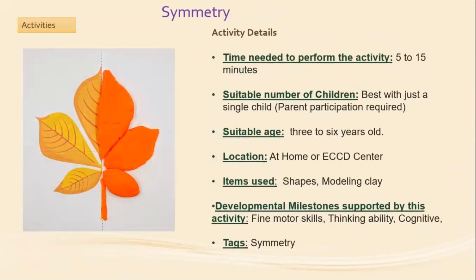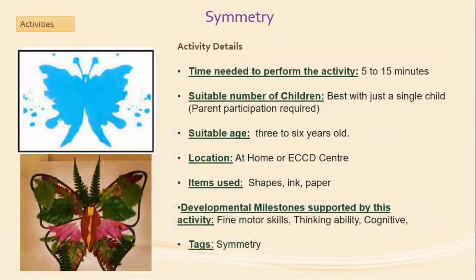The second activity is symmetry with modeling clay. I'm giving some half shapes to complete the opposite shape with modeling clay, as this activity develops fine motor skills. The third activity is symmetry with ink and leaves. Kids love working with colors. I'm giving them different colors of ink and some folded paper, and they have a look at the result like this.